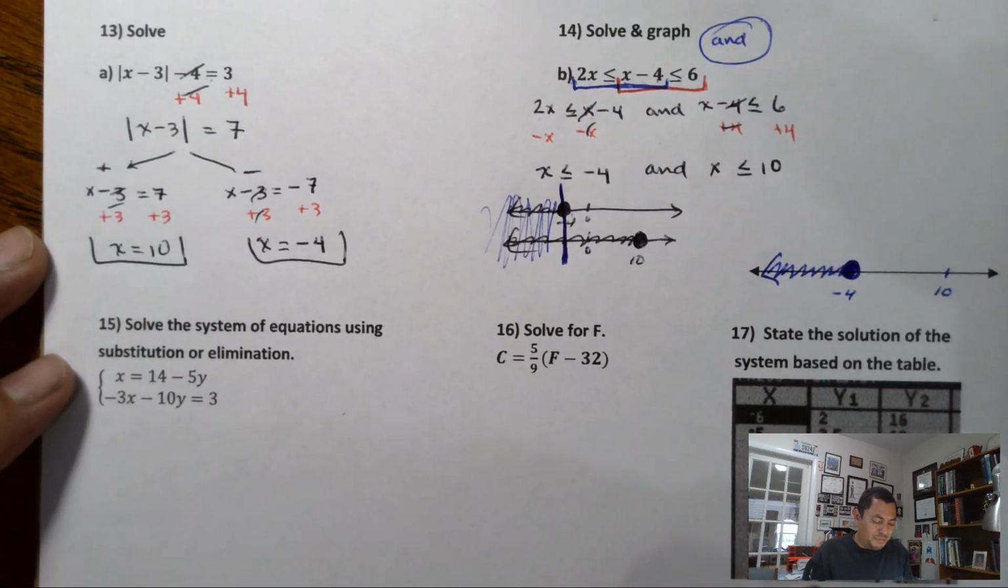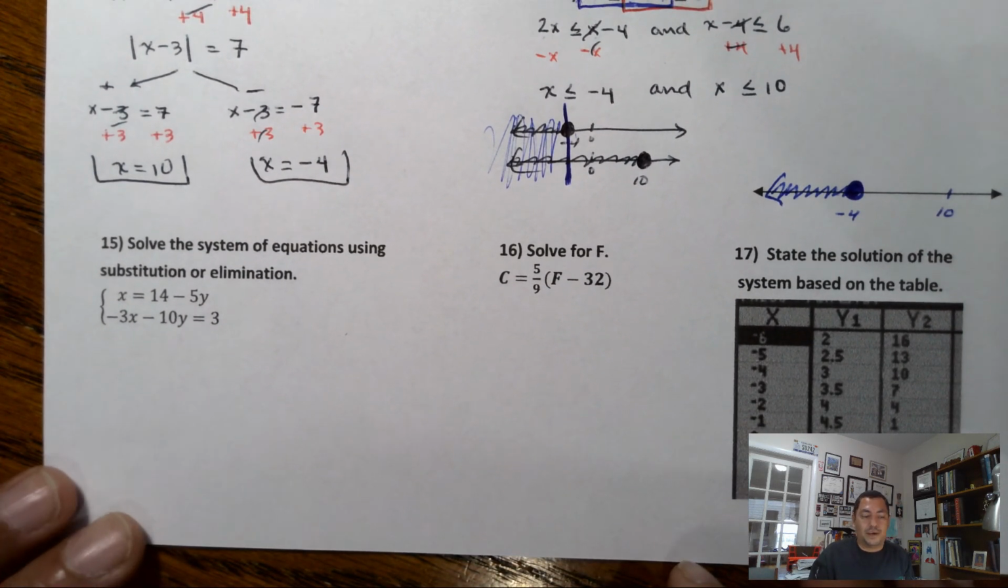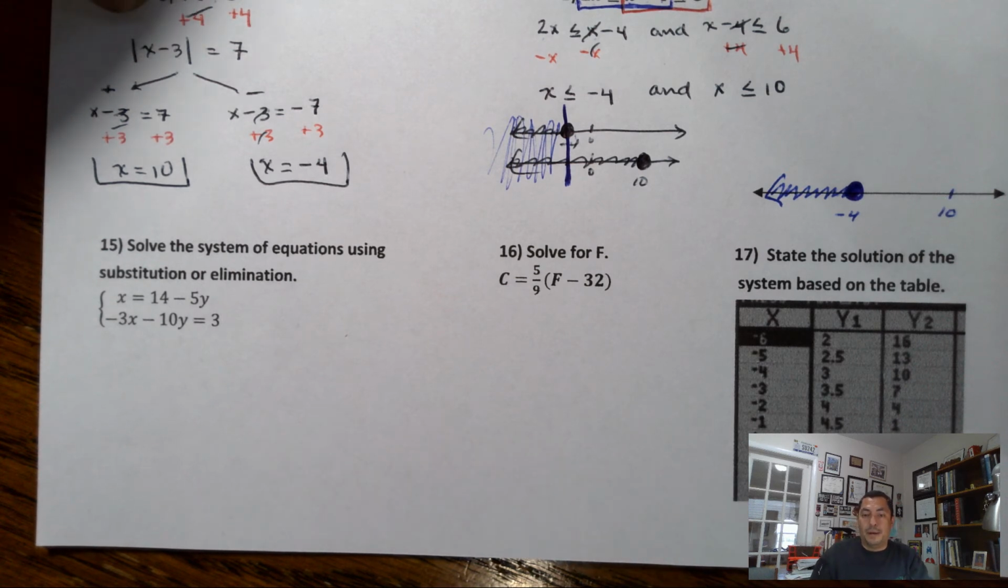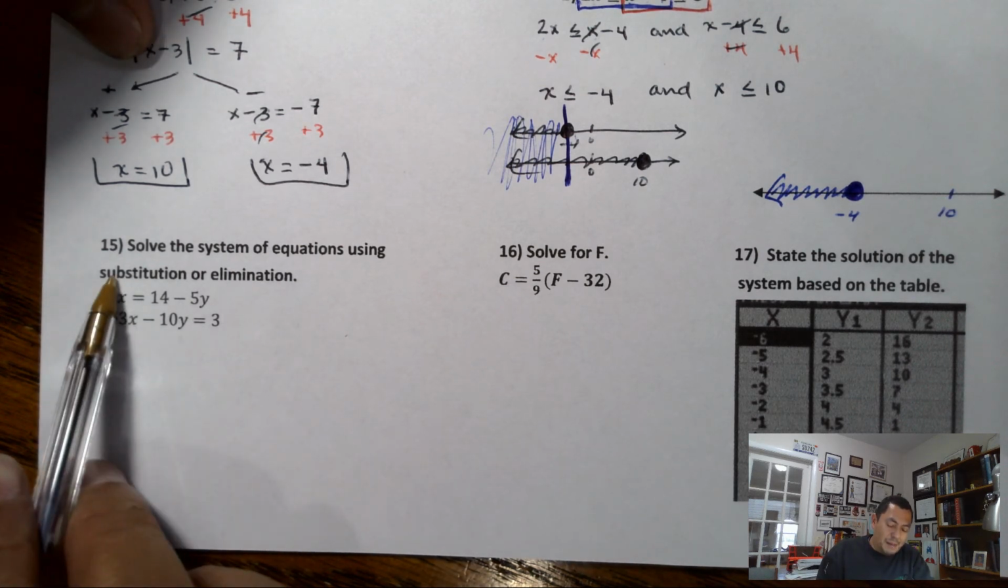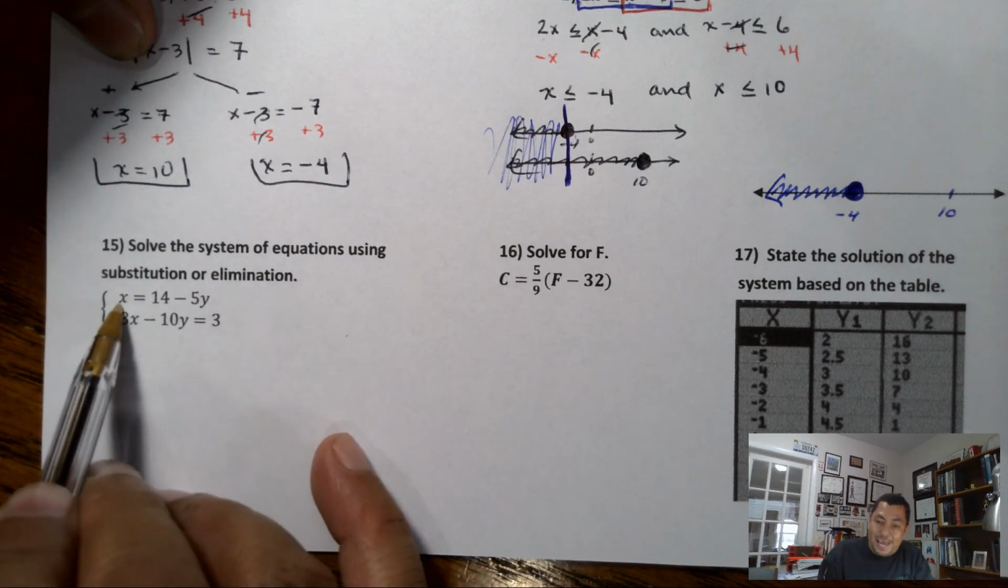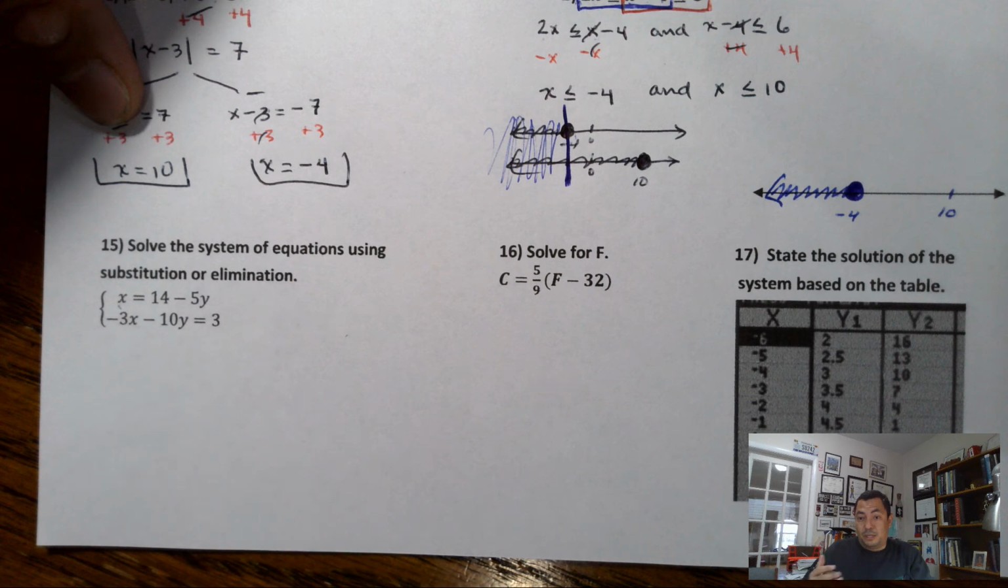Solve the system of equations using substitution or elimination. This one is also part of Algebra 1. I'm going to use substitution. Why? Because I have the x alone. My x is alone, so it's perfect to make the substitution.